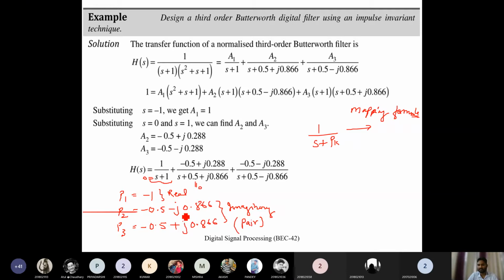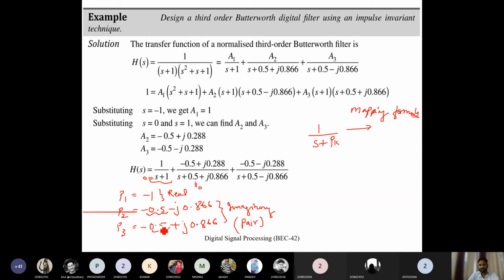Pair in the sense that it will be located at the same real part having the same value, but the imaginary part will be of complemented form. If it is minus, it will be plus. If it is plus, it is minus. So always the imaginary poles are considered to exist in pair form.